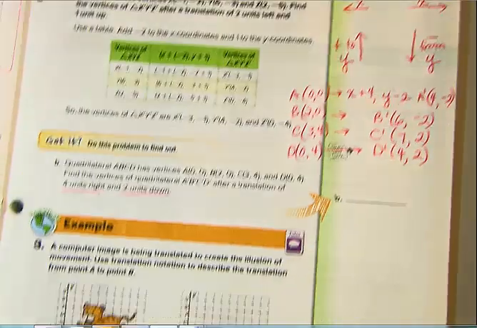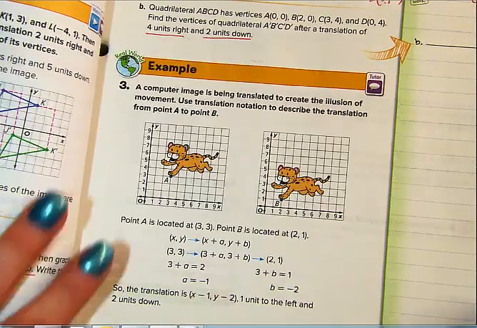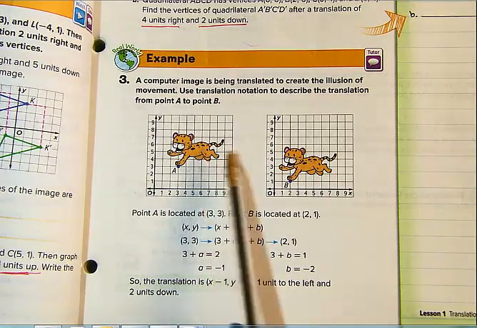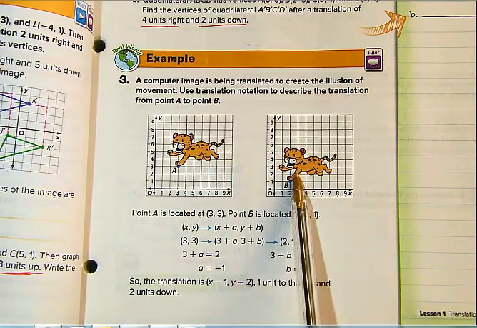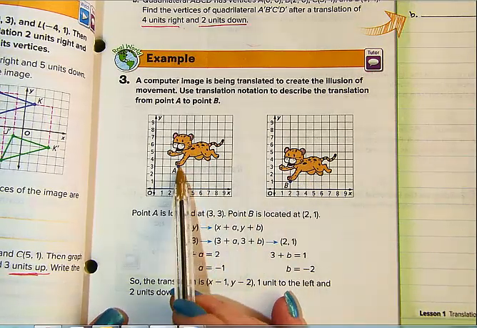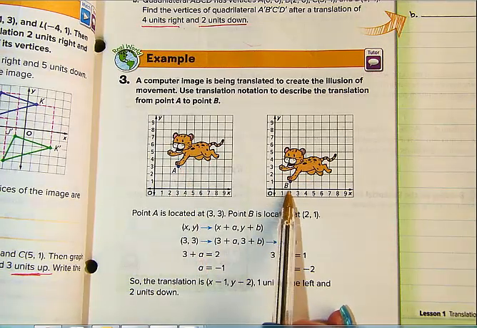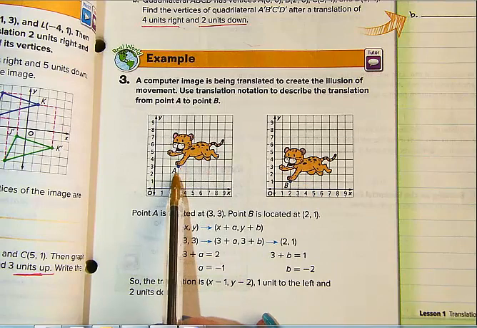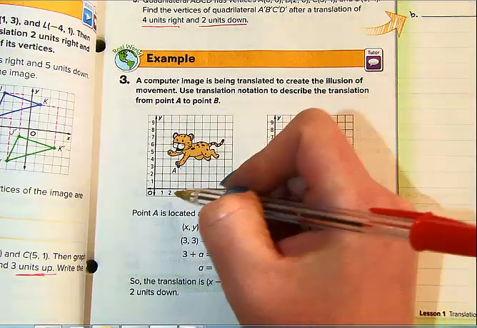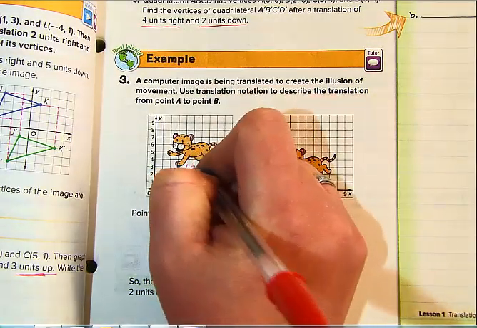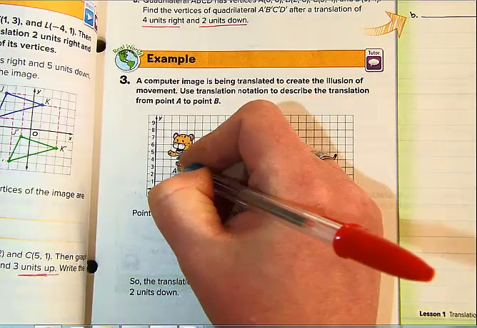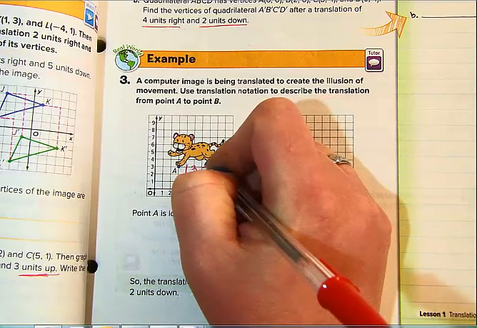Last example, we're going to actually use this on our last example. It has this animal, this drawing, and it's been translated here. And it wants to know, what is the new location of A? Okay? Well, A is right here. It's the same place as B. And if A was located at 3, 2, we know that this one, point A is at 3, 2. Nope, I'm sorry. 3, 3.